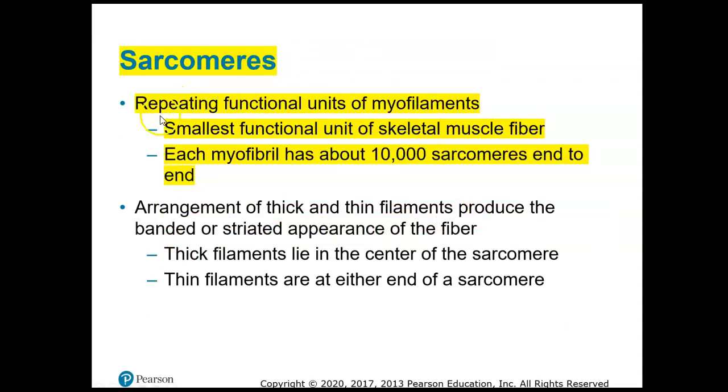And sarcomeres are the repeating functional units of the myofilaments, or the smallest functional unit of a skeletal muscle fiber. Each myofibril has about 10,000 sarcomeres. And then your muscle fibers are composed of many myofibrils. So remember, the muscle fiber is the largest, and then it contains myofibrils, and then myofibrils are composed of myofilaments. So about 10,000 sarcomeres per myofibril.